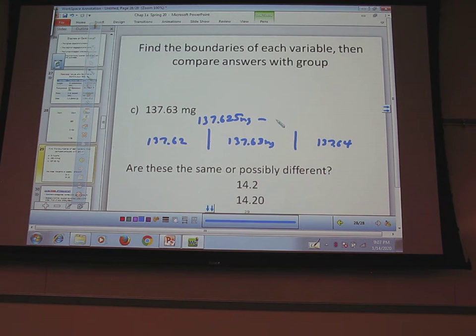Milligrams to this one here is 137.635. 635. Just add a 5 to the lower one. And that would be your answer.